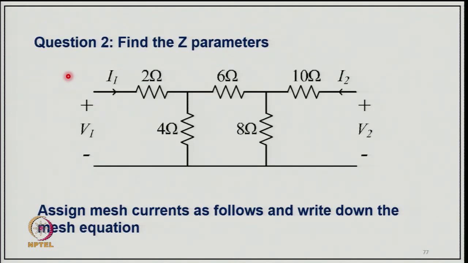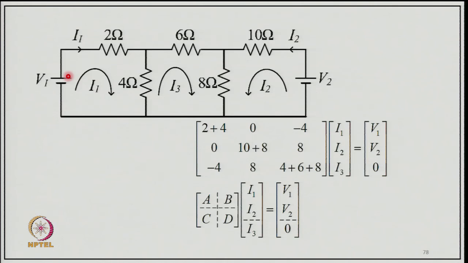Now coming to question 2, find the Z parameters of the network given here, with 2 ohm and 10 ohm at the input and output, and a pi network of 6 ohm, 4 ohm and 8 ohm. Assign mesh currents as follows and write down the mesh equations. From the three loops we can have three equations in terms of V1, V2 and V0, because the input mesh has the V1 source and the output has the V2 source, with the three currents I1, I2, I3.